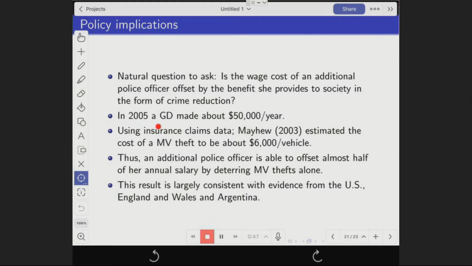So in 2005, a general duties officer, which is like a street patrol officer, made about 50 grand a year. Using insurance claims data, which we can trust, Mayhew estimated the cost of a motor vehicle theft to be about $6,000 per vehicle. So you stick the two estimates together, and we find that an additional police officer is able to offset almost half of her annual salary by deterring motor vehicle thefts alone, and that's only one crime category. The result is largely consistent with the studies that I talked about at the start.